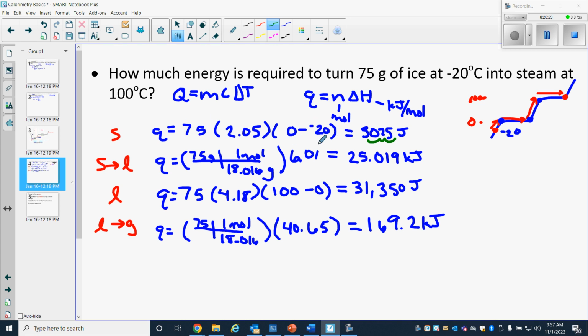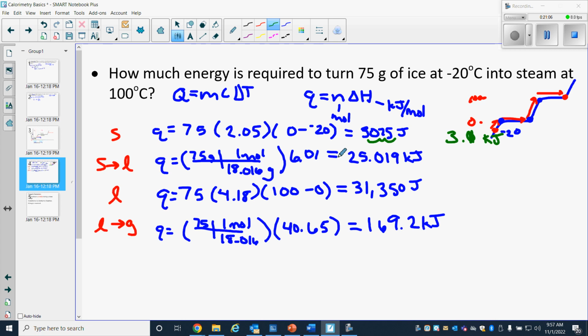Sig fig wise, 75 had 2 sig figs. The temperature, 20. Remember, we use the whole number when there's no decimals. That also had 2 sig figs. So this rounded to 2 sig figs is going to be 3.0 kilojoules. And here's where, because rounding might be slightly different, there is an acceptable range. Oh, excuse me, that's 3.07, so that's 3.1 kilojoules. It will round up.